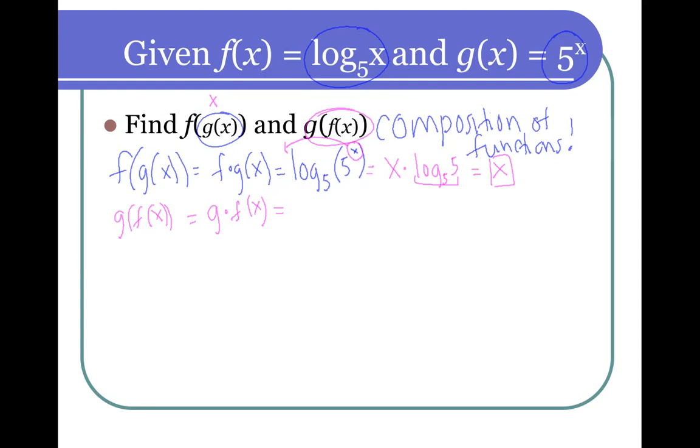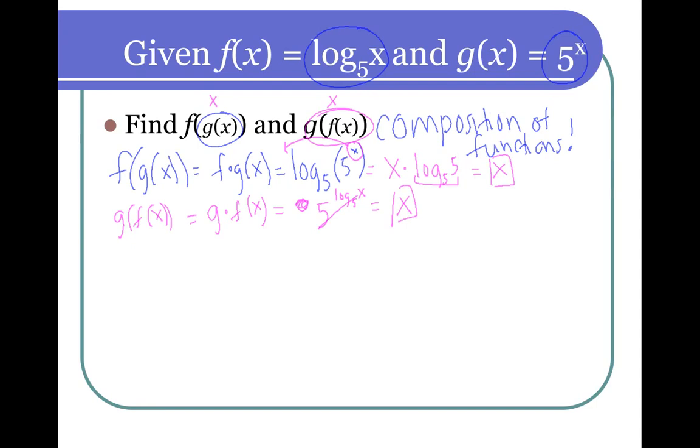So for this, I'm going to start with g of x, 5 to the power of log base 5 of x. We did some like this, right? So if you do 5 to the power of log base 5, those are going to cancel, and you're just going to get x again. You got x for both of them.